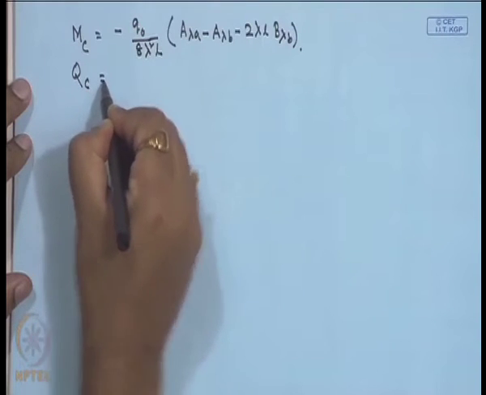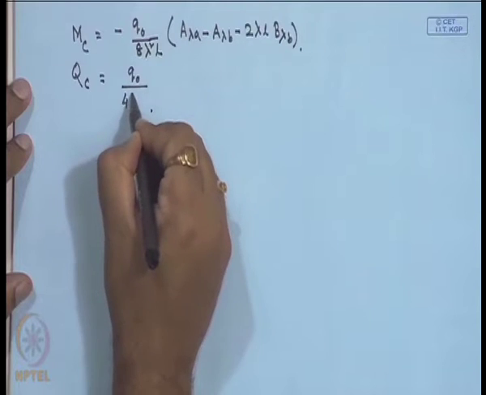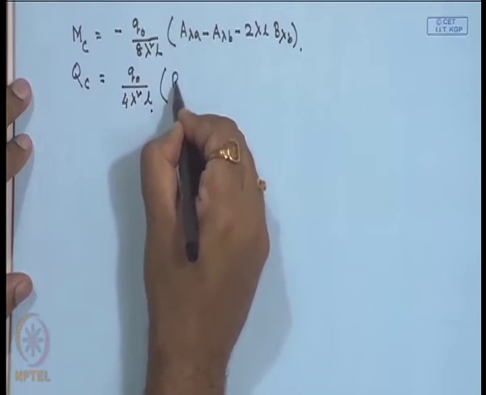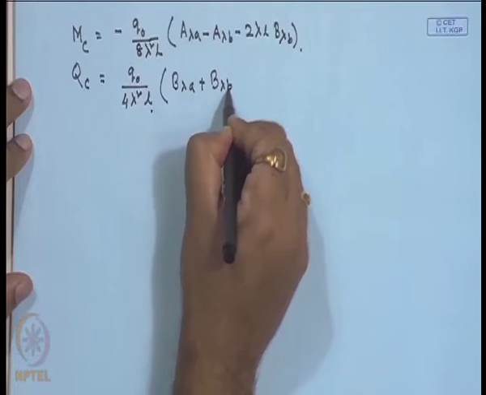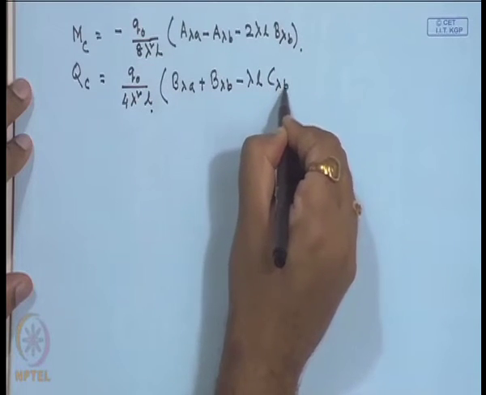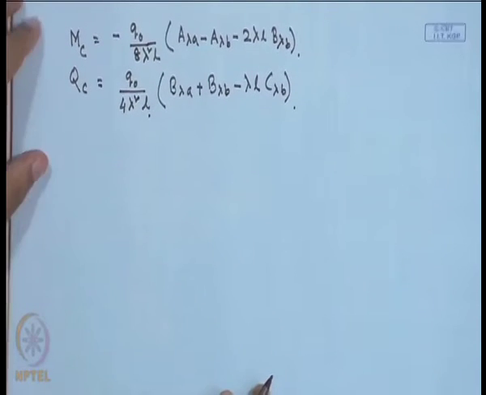Similarly, q c will be q 0 divided by 4 lambda square L into b lambda a plus b lambda b minus lambda L c lambda b. So, these are the 4 expressions at C: deflection, slope, bending moment, and shear force. Similarly, we will get 2 other cases.